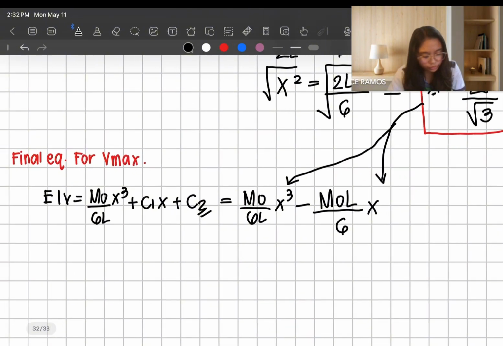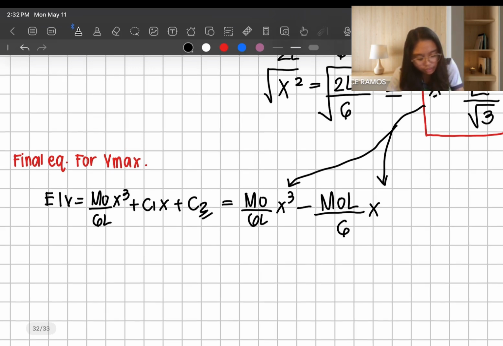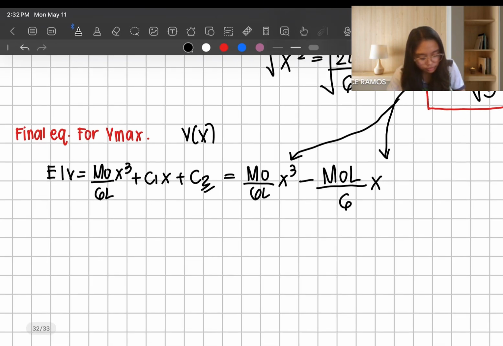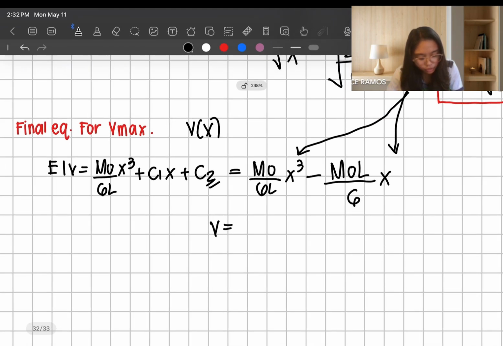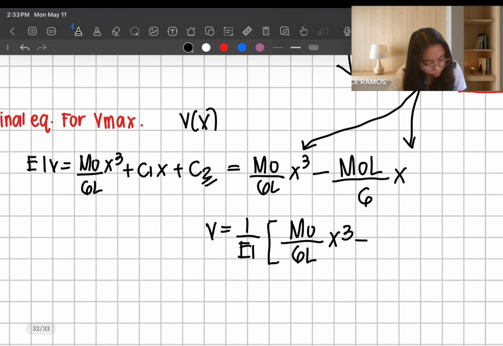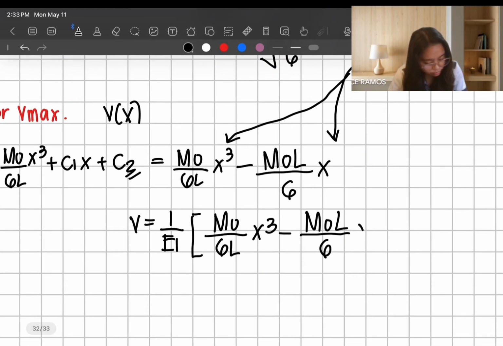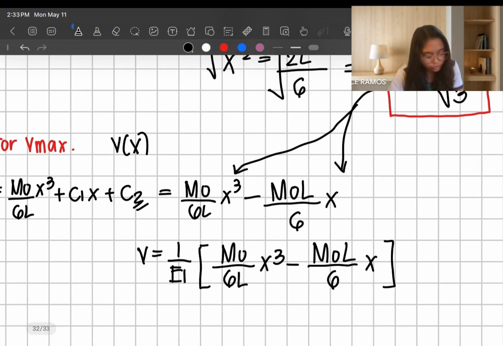x. But before we do that, let's equate this equation first to v, since deflection is represented by v, quantity of x. So, to do that, v equals, i-divide natin yung ating whole equation by EI. So, EI quantity of cube minus the moment times the distance over 6 times dx. So, we will now substitute our location.